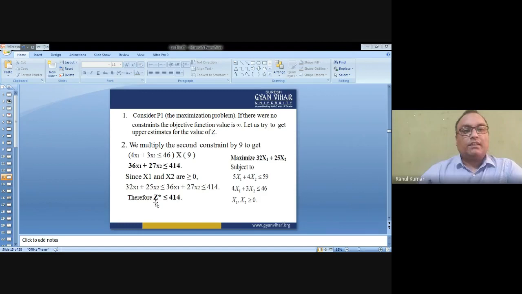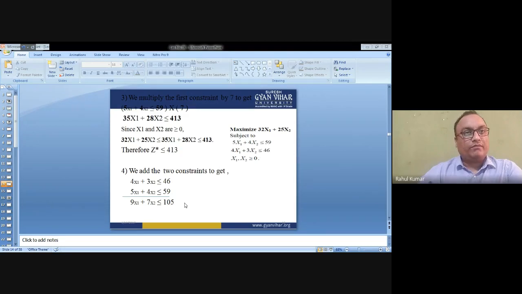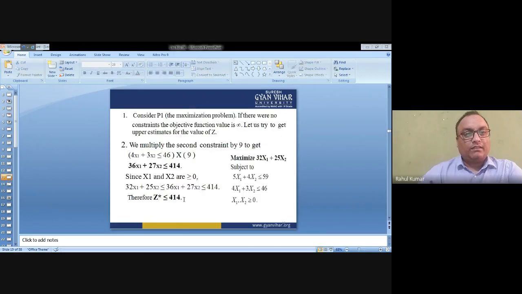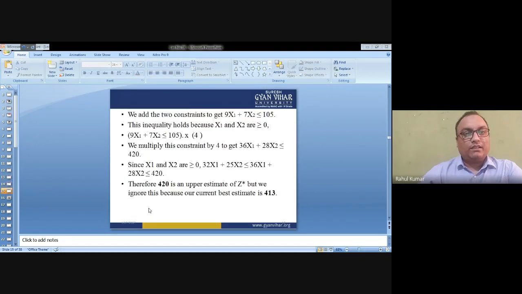For these two constraints, the value of the z function is 414. So we multiply the first constraint by 7 to get 413 and then 414. So we add the two constraints to get 9x1 plus 7x2 less than or equal to 105. This inequality holds because x1 and x2 are greater than or equal to 0. Then 9x1 plus 7x2 less than or equal to 105 times 4.